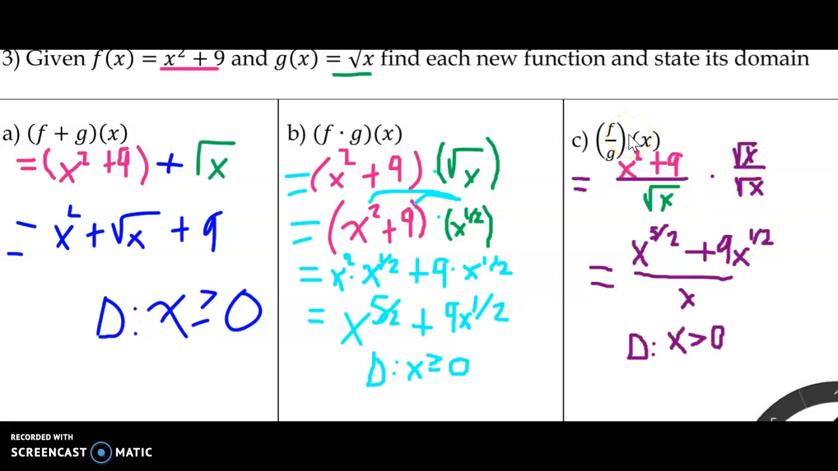Our last one, c, we're dividing these two functions. So x squared plus 9 divided by the square root of x. We need to rationalize our denominator. So we multiply by the square root of x by our denominator. So this is the same thing that we just did in part B where we're multiplying. So again, we get x to the 5 halves plus 9x to the 1 half, and then square root of x times itself just gives us x. For our domain this time, it's just x is strictly greater than 0. Because we have an x value in our denominator, x cannot be equal to 0.